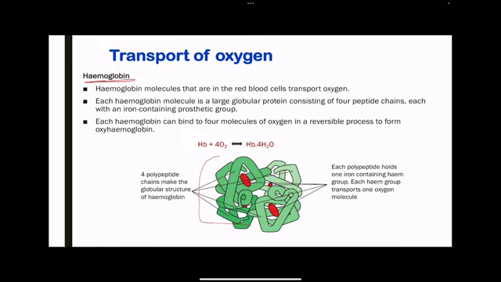This contains 4 polypeptides, and an oxygen molecule is carried by each of the polypeptides. So each hemoglobin molecule is a large globular protein consisting of 4 polypeptide chains, each with an iron-containing prosthetic group. Then each hemoglobin can bind up to 4 molecules of oxygen in a reversible process to form oxyhemoglobin. So this means hemoglobin can bind 4 oxygen molecules in order to form oxyhemoglobin. You could write it as that, oxyhemoglobin. That is the hemoglobin carrying oxygen.